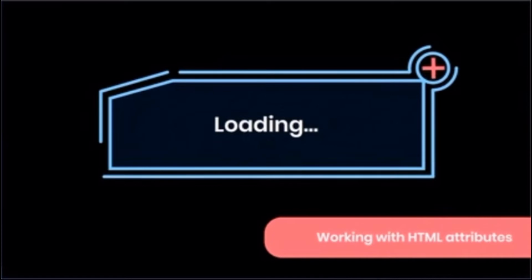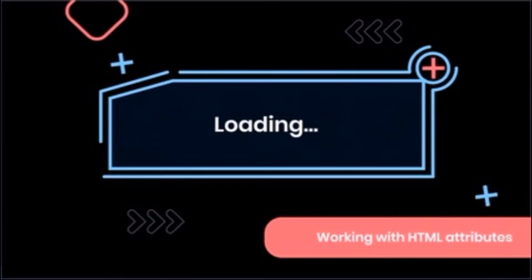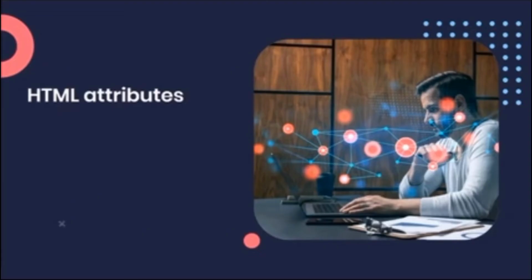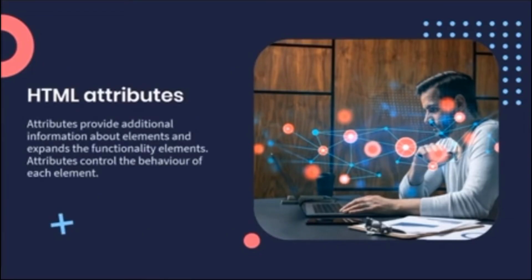Wonderful stuff. Now for our very first topic, which is working with HTML attributes. But first of all, let's have a look at what attributes actually are. Well, to put it simply, attributes are essentially just additional information about elements, and we use these attributes to expand the functionality of certain elements, and not just the functionality, the look and feel of certain elements. For example, you could make a paragraph tag bold, you could underline it, you could give it a border.